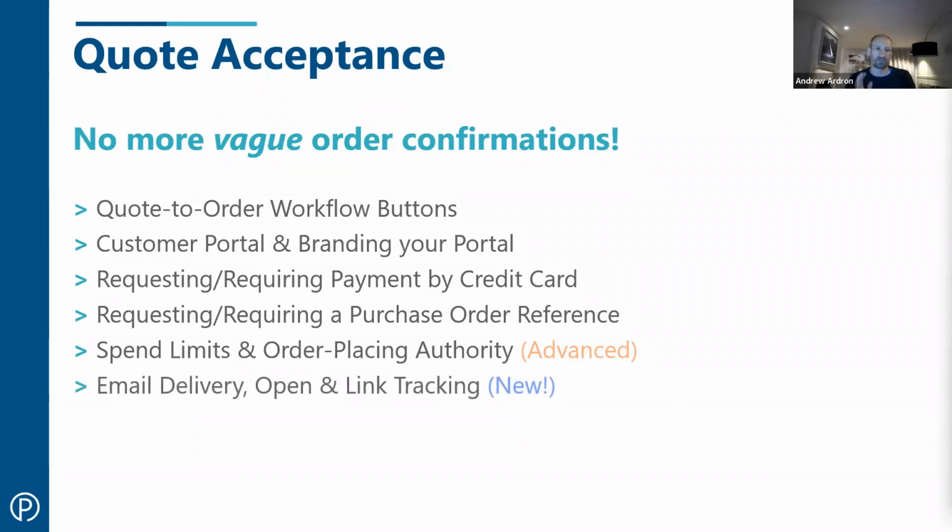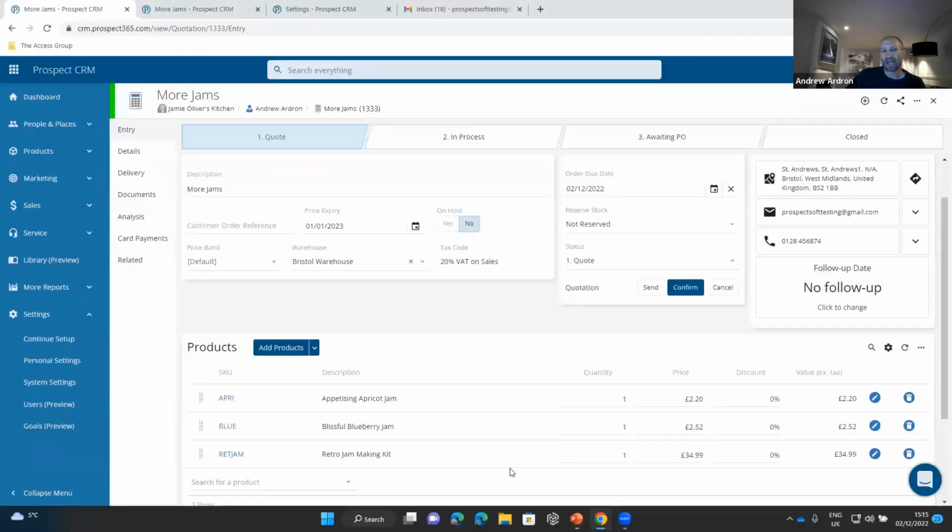A new feature that we've released fairly recently, but is really great, and we'll be building on over time, is the ability to track whether the customer hasn't clicked your buttons and hasn't confirmed your order, and check that they've at least received it. Have they opened it? Have they maybe clicked on some of your product links? That would be really nice to know. So I'll show you that in a second as well. Okay, let's go back and have a look at those things.